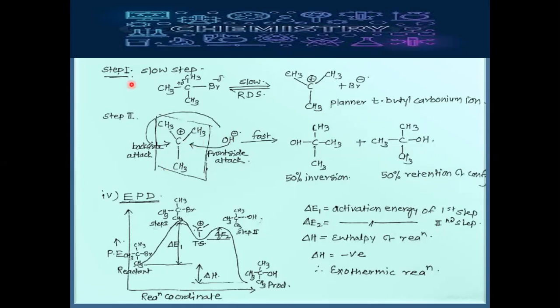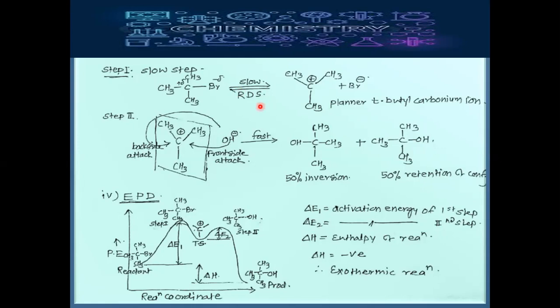Now here you can see it is a multi-step reaction, which takes place in more than one step. It is called a multi-step reaction, and in such a multi-step reaction, the slower step determines the rate of reaction. It is called the rate determining step.